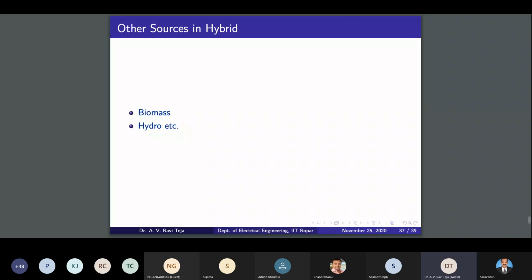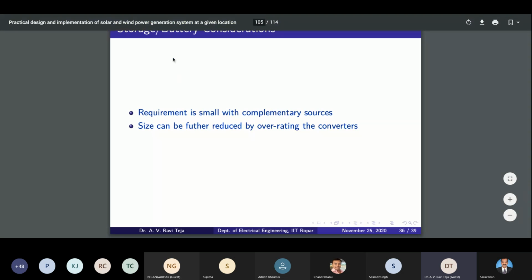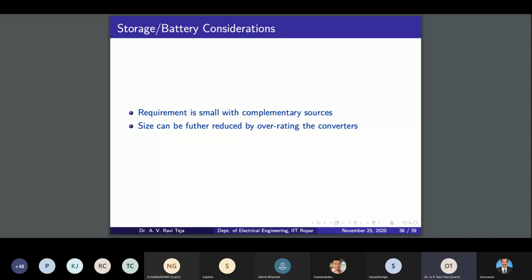Okay, so these converters we have seen. Size we can reduce further by overrating the converters or by having a smaller value that we promise to the grid. Another thing is with this hybrid renewable energy source, if it is not a sunny day, you can get more wind power. Like that, you can still generate a sufficient amount of power even if one source is unavailable on a particular day. So that way you can also increase the reliability of the power that you are generating, or your power plant overall, right?